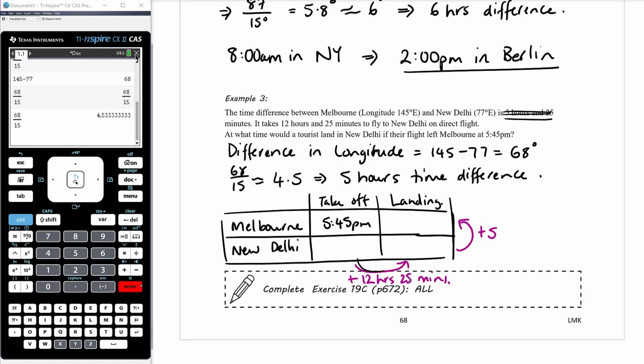So if we take off in Melbourne at 5:45 p.m., that's 5 hours ahead of New Delhi, so that's equivalent to 1:45. Sorry, it's not 1:45, it's 12:45. I take off 5 hours. 12:45 p.m. in New Delhi. So when we take off in Melbourne, it's 5:45 in Melbourne, but it's actually 12:45 in New Delhi. And so then we're going to be travelling for 12 hours and 25 minutes, so we want to add 12 hours and 25 minutes onto this 12:45 time.